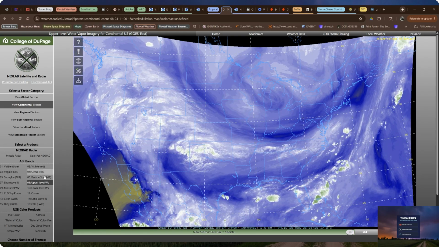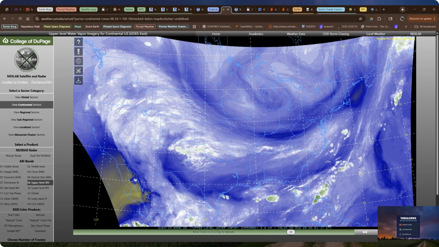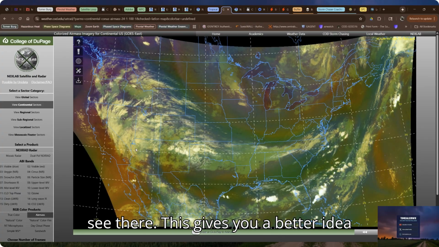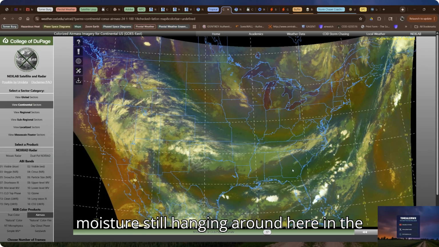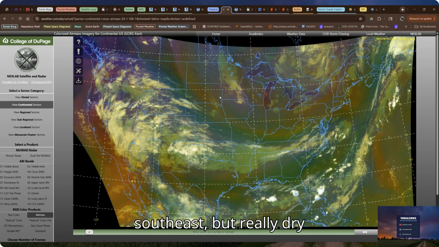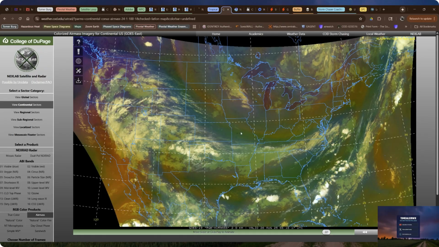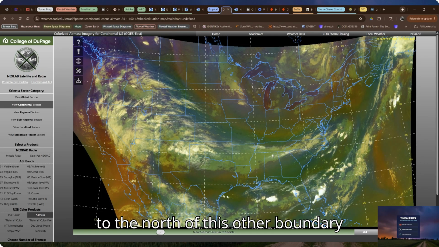Anyway, see there. This gives you a better idea of the air mass. Some moisture still hanging around here in the southeast, but really dry to the north of this other boundary that's set up here.